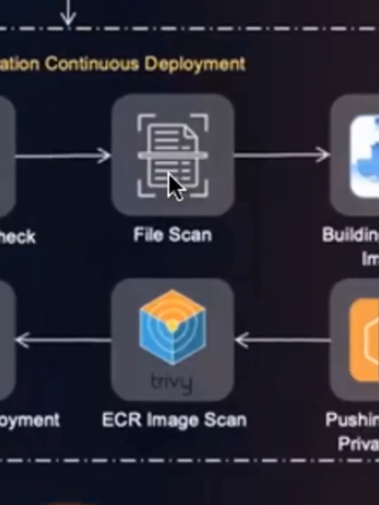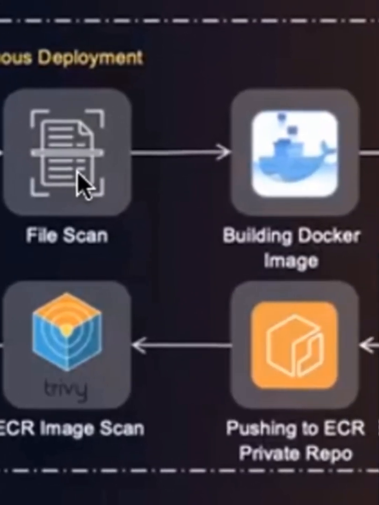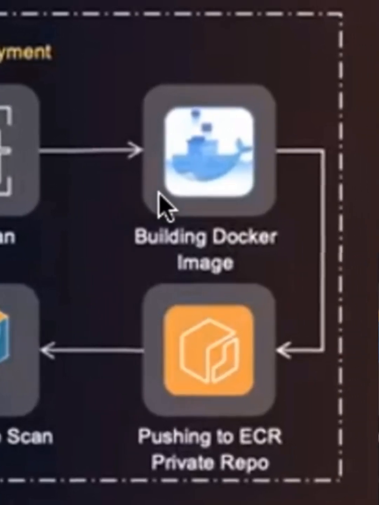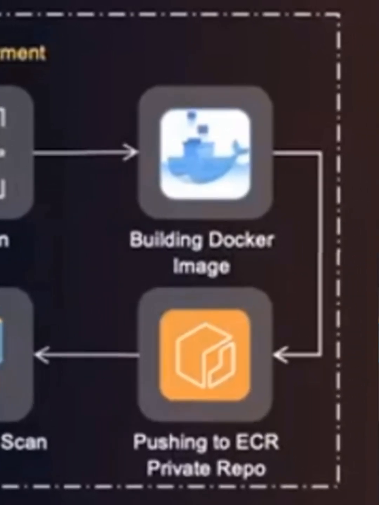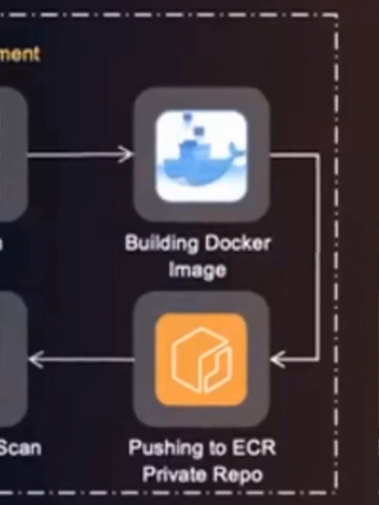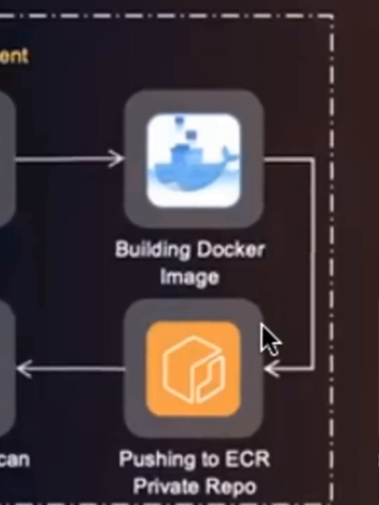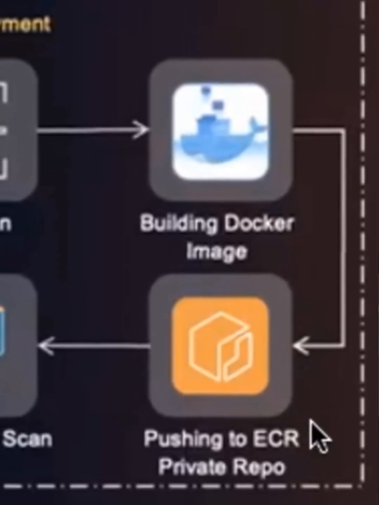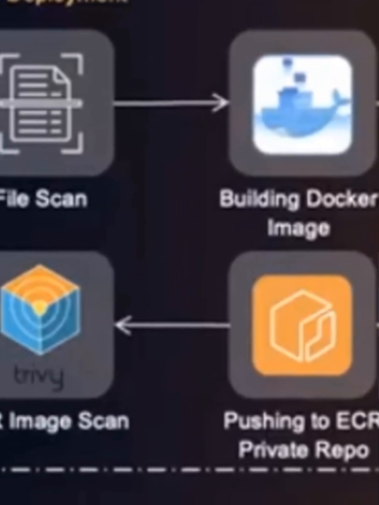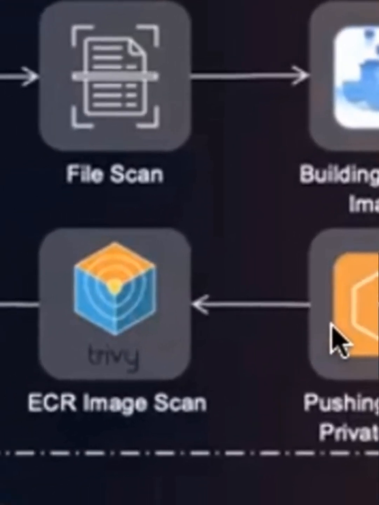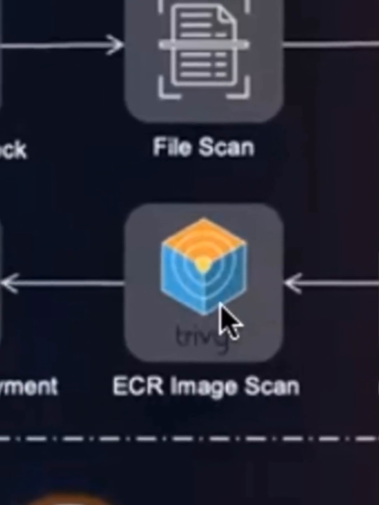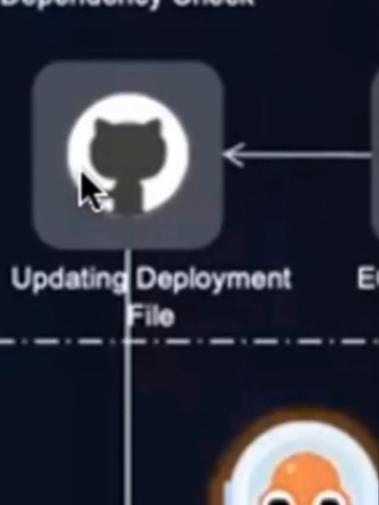Then after that, we are using Trivy to do the file scanning. Once the file scanning has been completed, we will build the Docker image. For building the Docker image, a Dockerfile is required, so we have written the Dockerfiles for front end and back end both. Once the image build stage has been completed, we will push our Docker images to the ECR repository, and the repository would be private. Once the Docker image has been pushed to the ECR, we will scan our image through Trivy. If the scan is completed with no CVEs, Jenkins will update the deployment file for the front end and back end, where it will update the image tag in the Kubernetes manifest file.